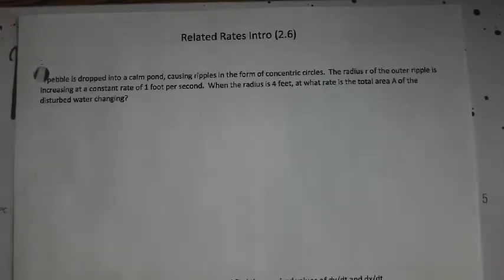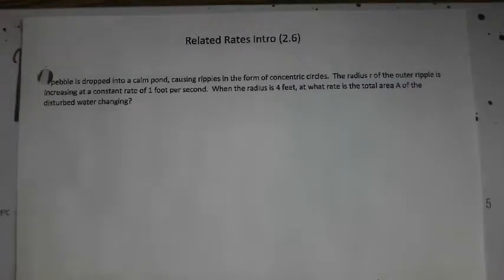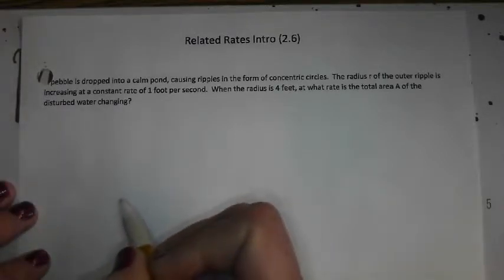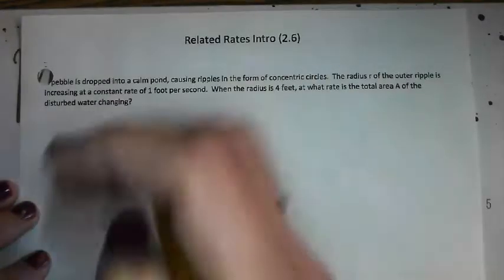Still no calculator here, although we are going to have to get a little bit fancier and creative with how we simplify things to make our life easier. But let me give you the scope of what related rates are. In this situation, a pebble is dropped into a calm pond, causing ripples to form in the form of concentric circles. So you know what that would look like.